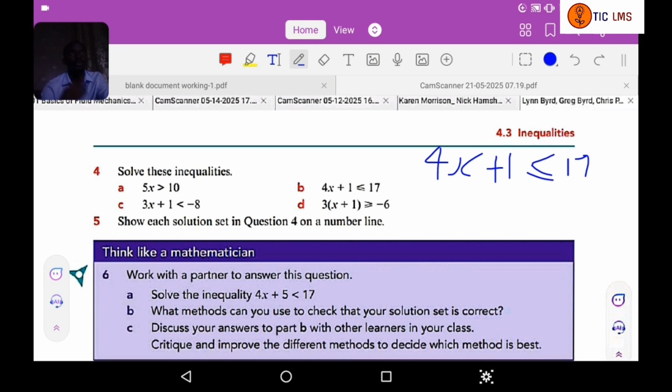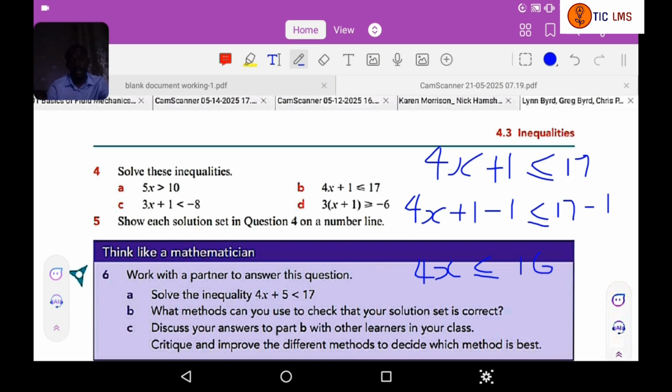Now there are several ways by which you can do that. You can decide to see how you can eliminate that plus 1 from the left hand side. So you have plus 1. To eliminate it, you subtract that 1. So plus 1 minus 1 means 0. Now, in as much as you subtracted 1 from the left hand side, you also do that to the right hand side, so negative 1. Alright, so we're going to have 4x less than or equal to 16.